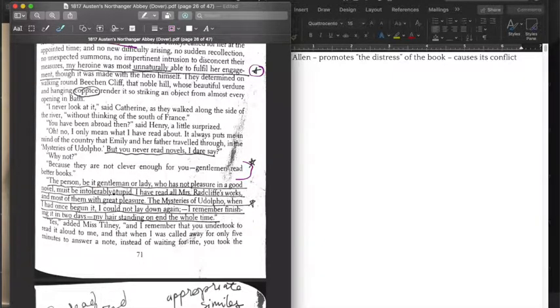The person, be it gentleman or lady, who has not pleasure in a good novel must be intolerably stupid.